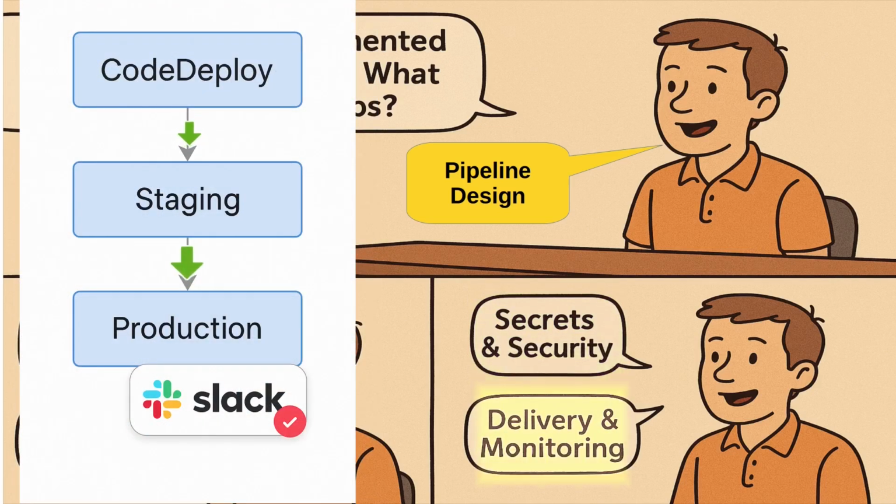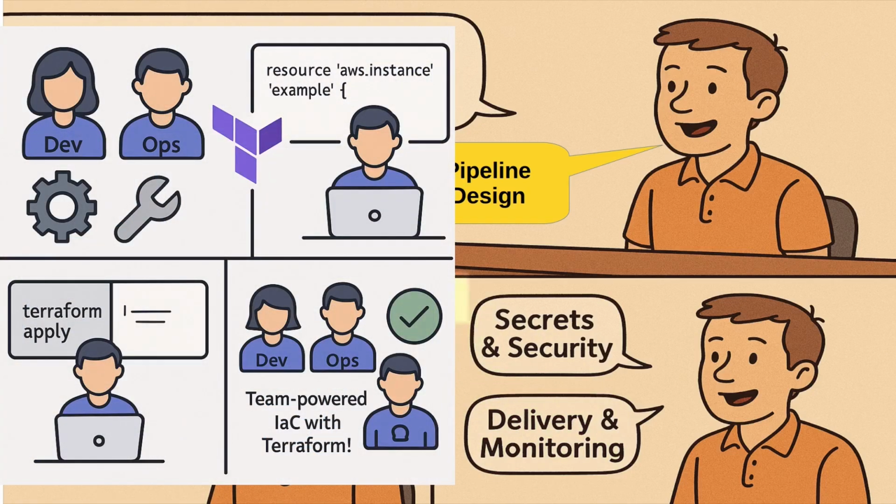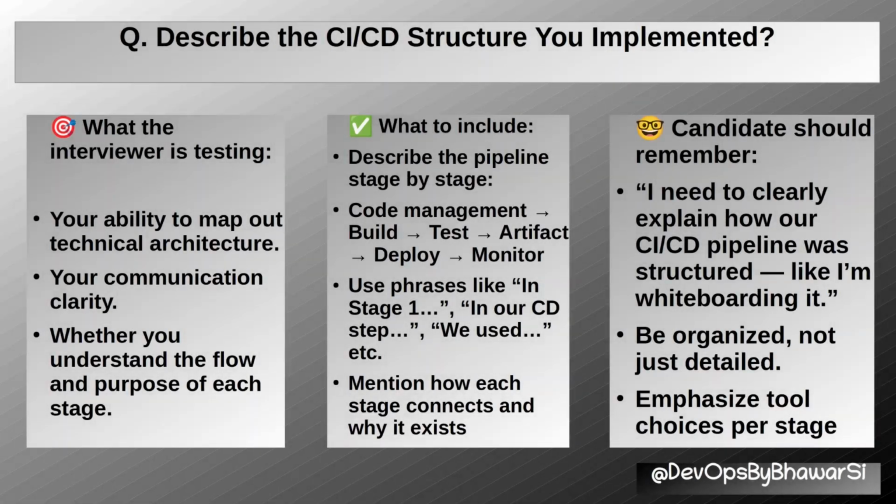Finally, CodeDeploy handled deployments to staging and production. I also added Slack notifications for every build and deploy event. I owned the full pipeline, collaborated with QA for test coverage, and worked with DevOps to manage infrastructure as code using Terraform.